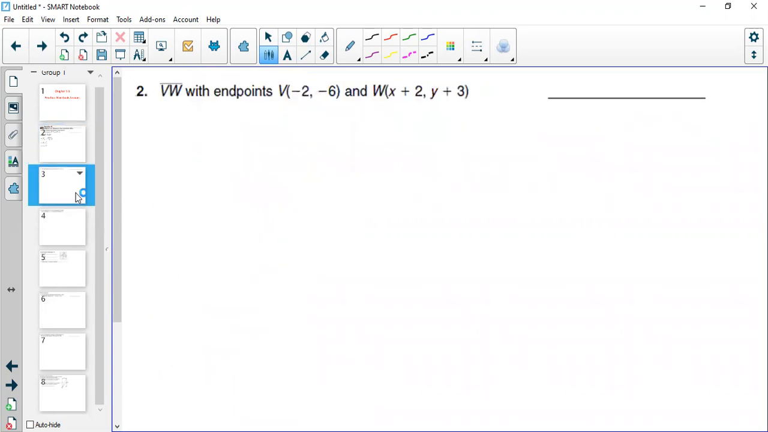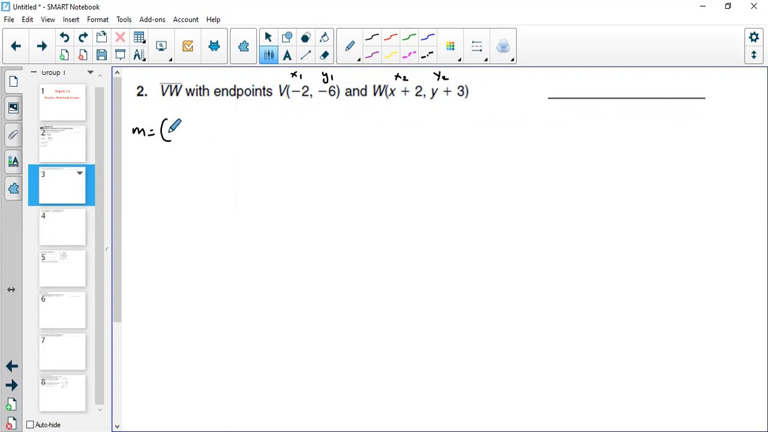It was easy. Let's do question number 2. VW with endpoints V and W. So again, we have to find the midpoint. I'm not writing the equation now, rather I'm going to write them directly. So this is x1, y1, and this is x2, and this is y2. You need to be careful because here they gave you the variables. So this is the value of x whole, and there's the value of y completely.